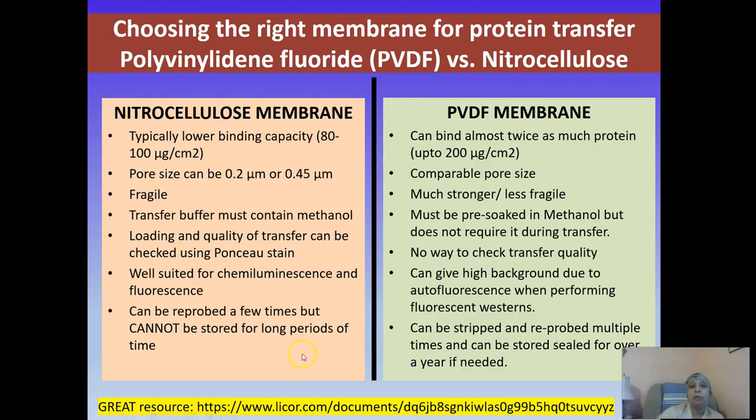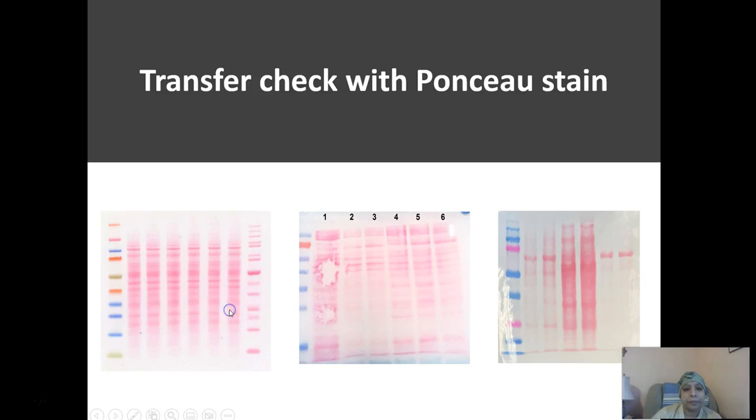For the nitrocellulose membrane, in order for transfer to happen, you have to have methanol in the transfer buffer. You actually use 10% methanol in that transfer buffer. For PVDF, you have to pre-soak the membrane itself in methanol, but you do not need it in the transfer. So it reduces the amount of methanol that you're exposing yourself to, which is a good thing in some cases. There is a source that I've listed down here that's great for examining things further and learning more about it.